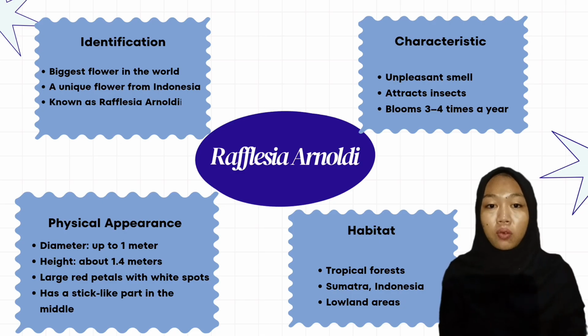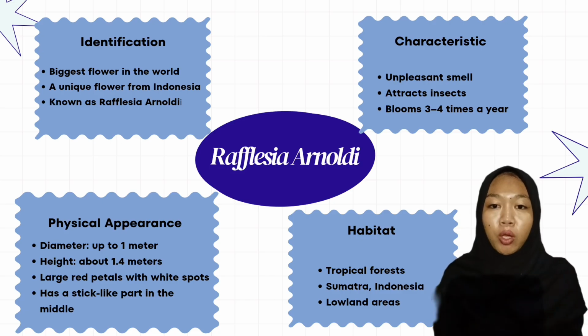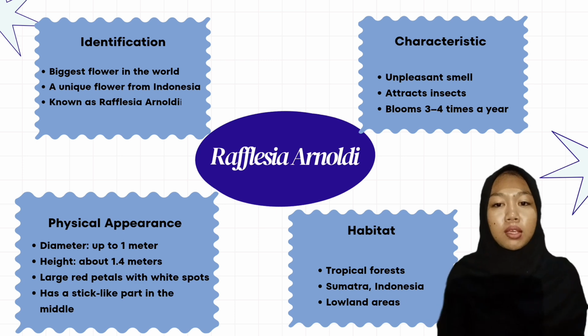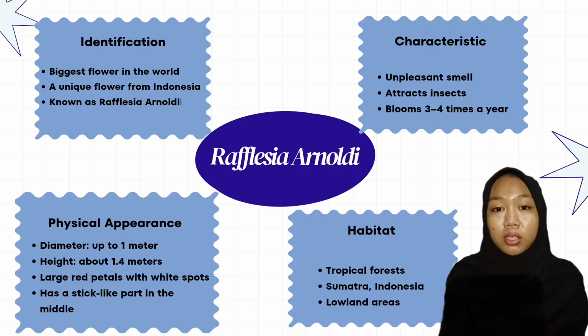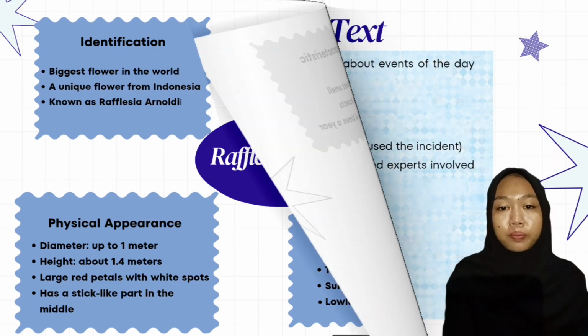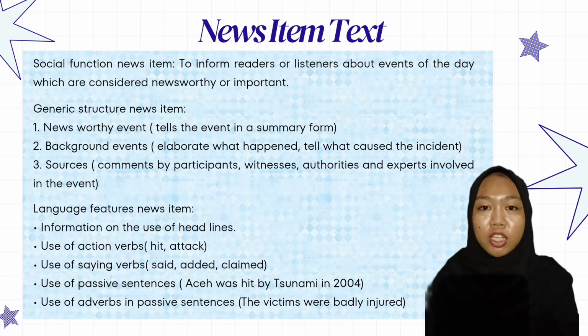The habitat of this flower is tropical forest, especially in Sumatra, Indonesia, and lowland areas. In my opinion, descriptive text is very useful because it helps readers understand the characteristics and details of an object more clearly and vividly. Okay, now let's move to news item text.